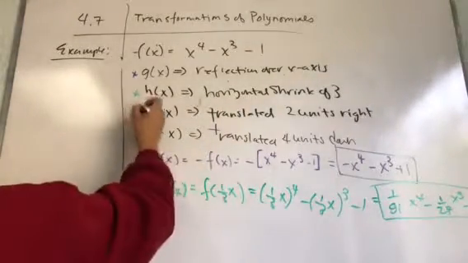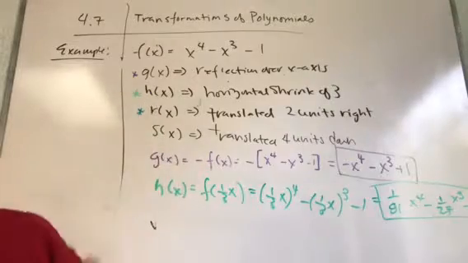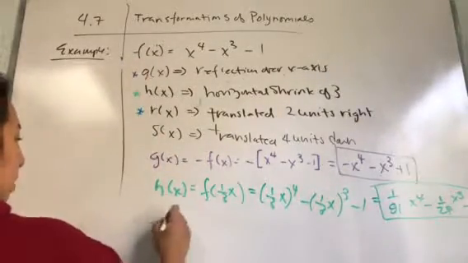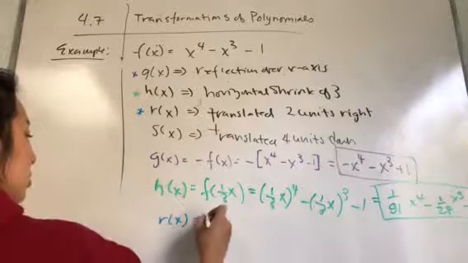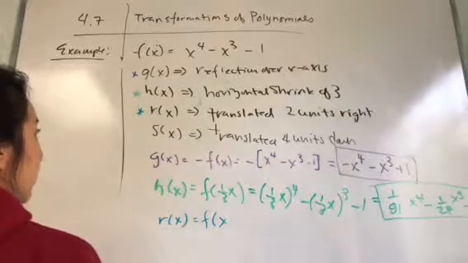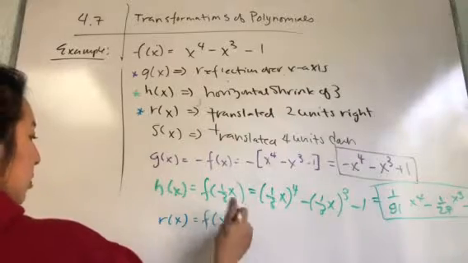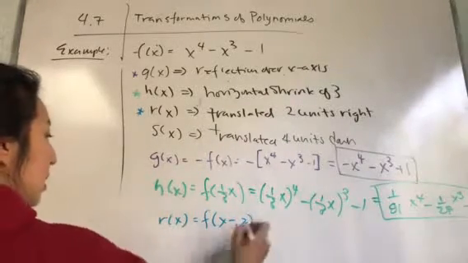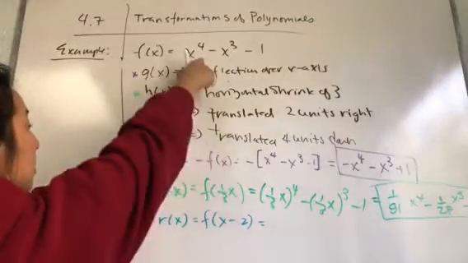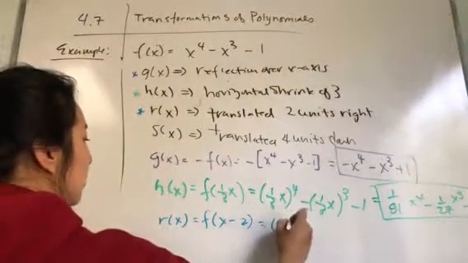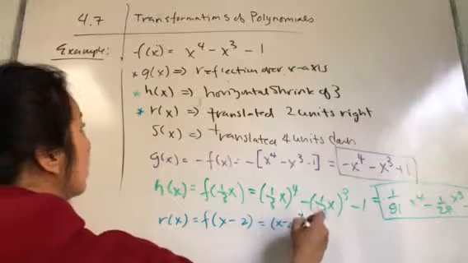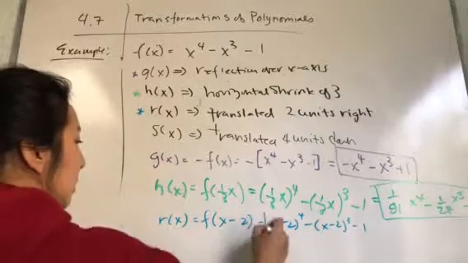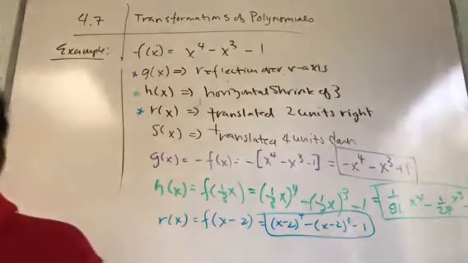And then translating the function f of x 2 units to the right would be r of x. So for r of x, we have to take x and shift it 2 units to the right. So we would write it as such. And wherever we see the x in our original function here, we would simply sub in x minus 2: x minus 2 to the fourth minus x minus 2 to the third minus 1. And that would be our r of x.